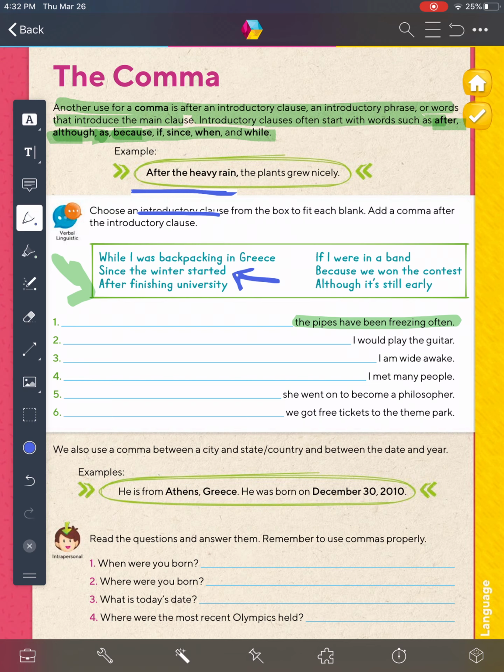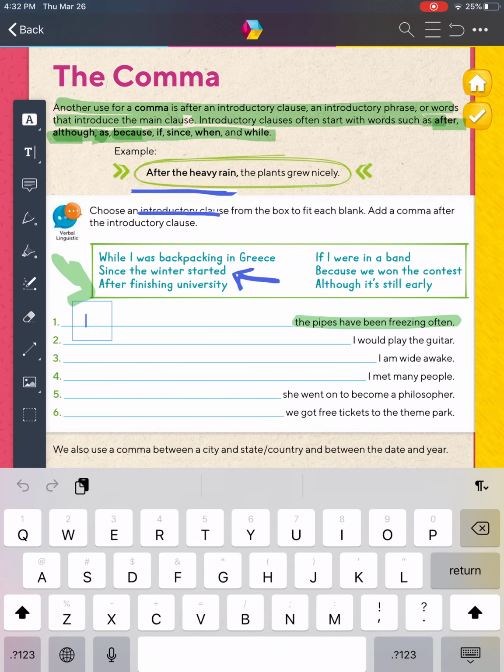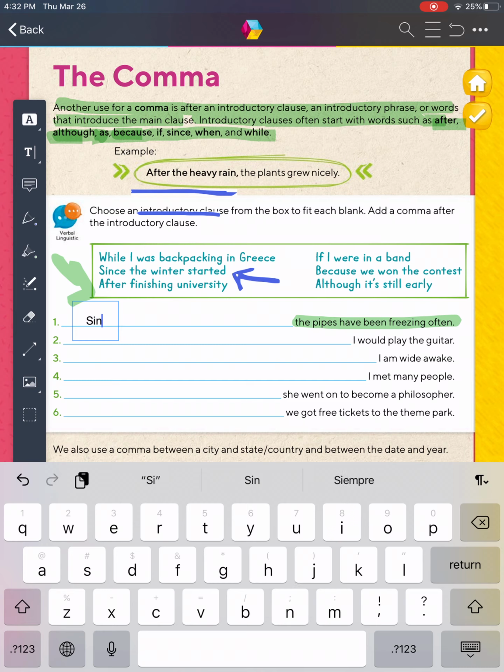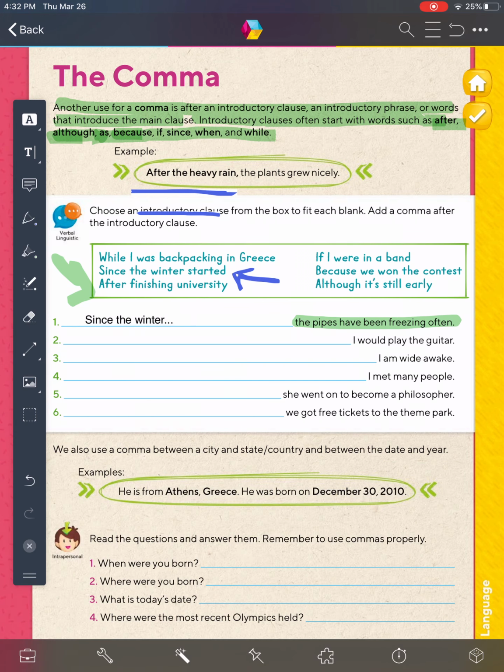Okay, so you're going to write here, since the winter, okay? And you're going to do the same with the rest of the sentences. And remember to add the comma after this introductory clause. Don't forget that because that's really important. That's what we're actually studying, okay? So a comma will be over here before the rest of the sentence, okay?